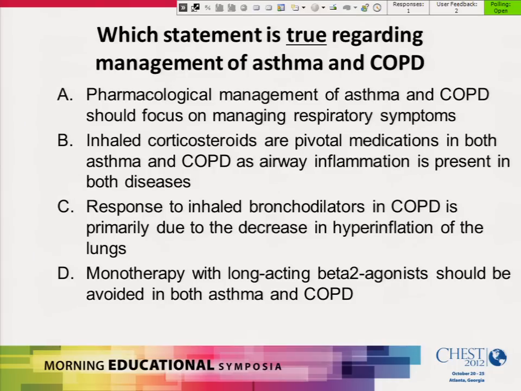Pharmacologic management of asthma and COPD should focus on managing respiratory symptoms. Inhaled corticosteroids are pivotal medication in both asthma and COPD, as airway inflammation is present in both diseases. Response to inhaled bronchodilators in COPD is primarily due to the decrease in hyperinflation of the lungs. Monotherapy with long-acting beta-2 agonists should be avoided in both asthma and COPD. Pick one answer.